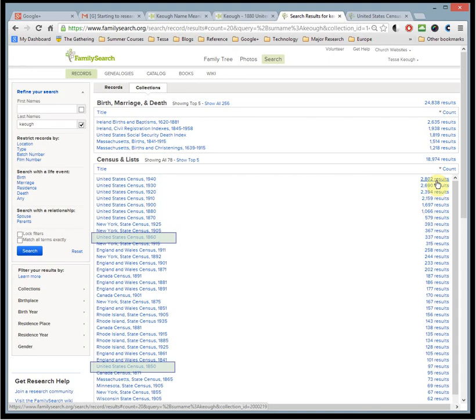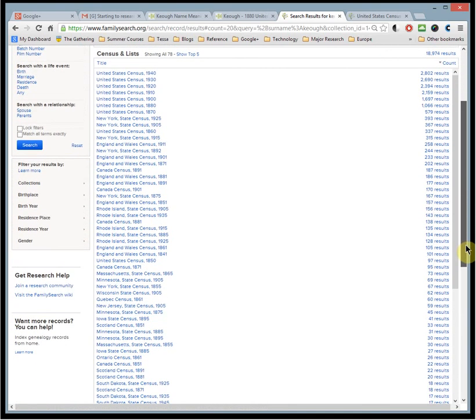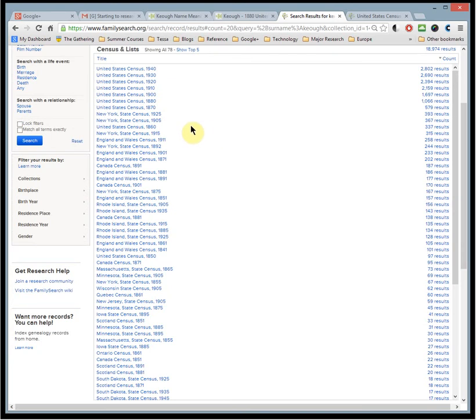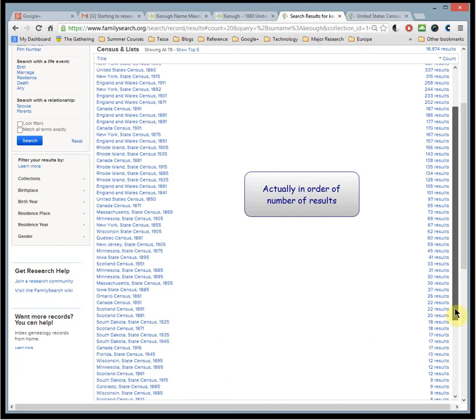Now, interestingly enough, I can also take a look, since I've limited this to census right now, and realize that there's the New York State Census I can look at. There's the England and Wales censuses I can look at. There's Canada at various times. Minnesota had a state census. Wisconsin had a state census. There's a number of them. And so you're going to want to look at the place as well as the year to take a look. Scotland shows up. This is all done in alphabetical order. So you can take a look here and see your results.